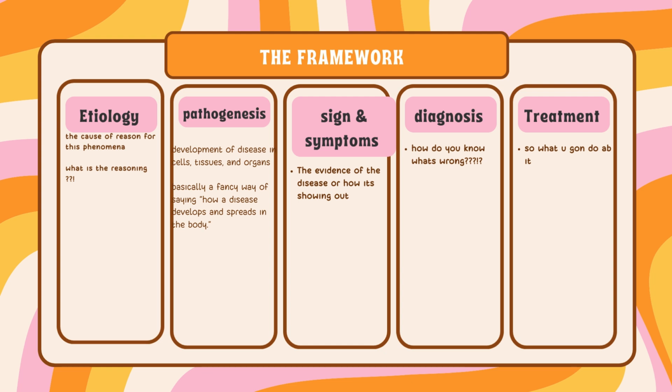So, etiology is what's the cause of this happening? Why did you get sick? Like, how did that happen? Pathogenesis is how the disease develops and how it spreads in your body. Signs and symptoms is what's the evidence of this? Like, what is showing out? Diagnosis is now what can you prove? Like, how did you prove that something's wrong? Treatment is okay, so now you know what are you going to do about it?